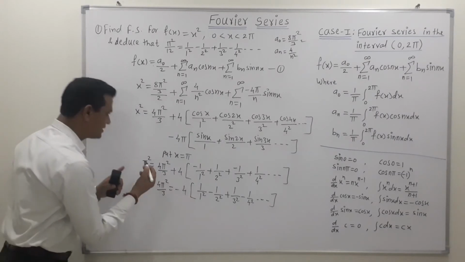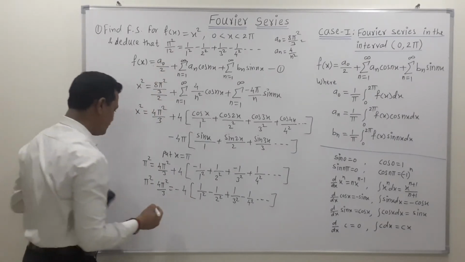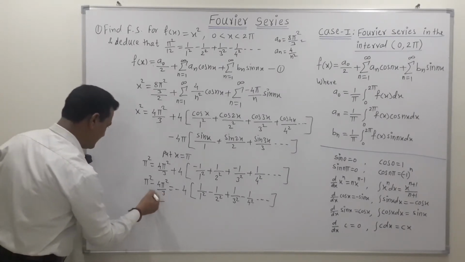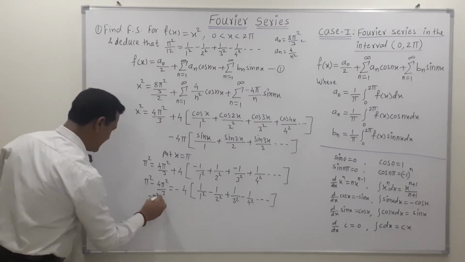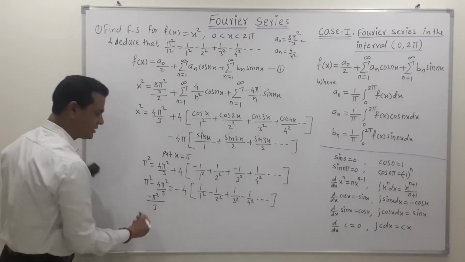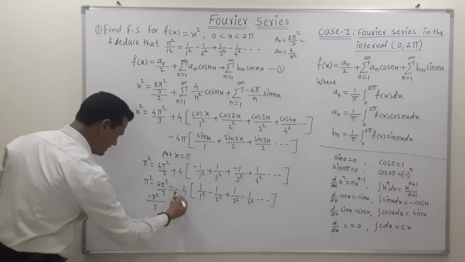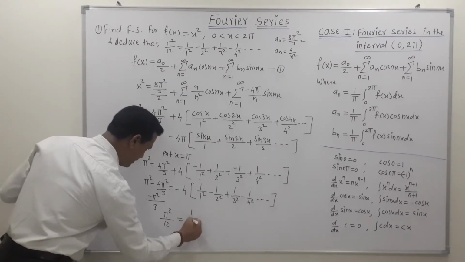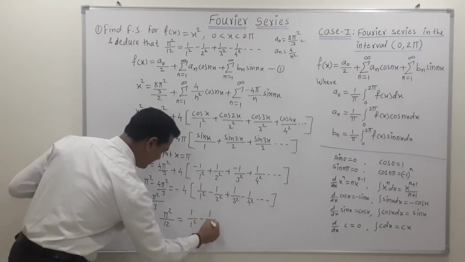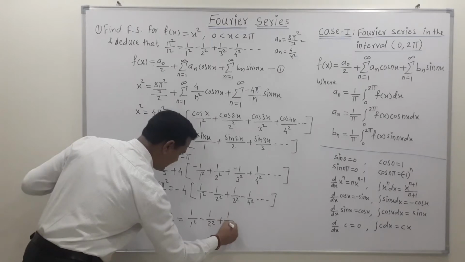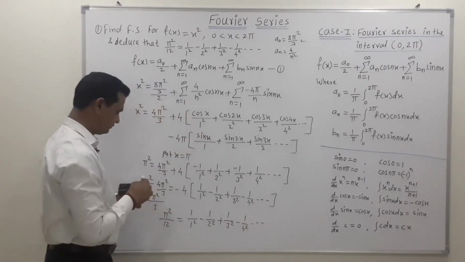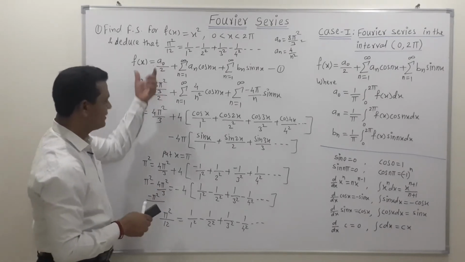Now adjust this term in such a way that we get pi square upon 12. If we take denominator 3 common, then we get minus pi square upon 3. Now if we take this 4 to this side, then this minus becomes plus, then we write pi square upon 4 3s are 12, which is equal to 1 upon 1 square minus 1 upon 2 square plus 1 upon 3 square minus 1 upon 4 square and so on. So friends, in this way we get the required deduction.